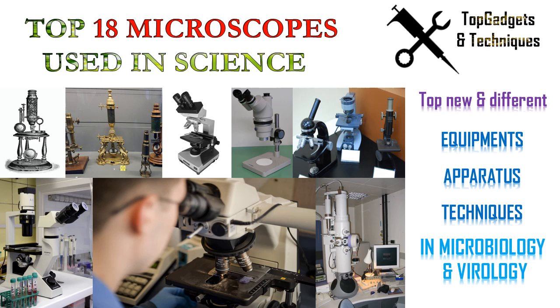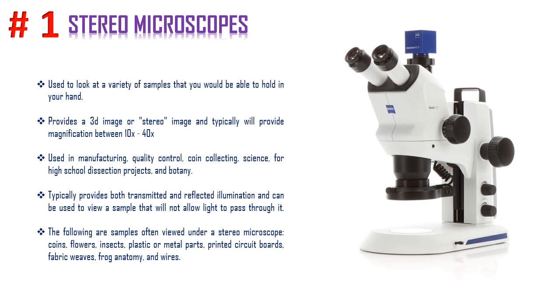The first one is stereo microscope. It is used to look at a variety of samples that you would be able to hold in your hands. Provides a 3D image or stereo image and typically will provide magnification between 10x to 40x. Used in manufacturing, quality control, coin collecting, science, for high school dissection projects and botany.